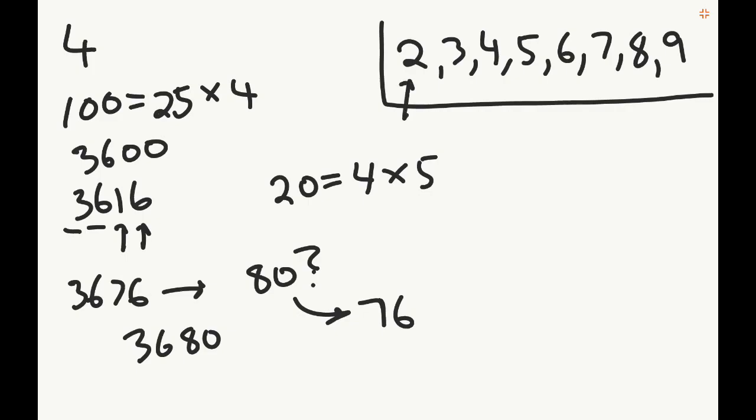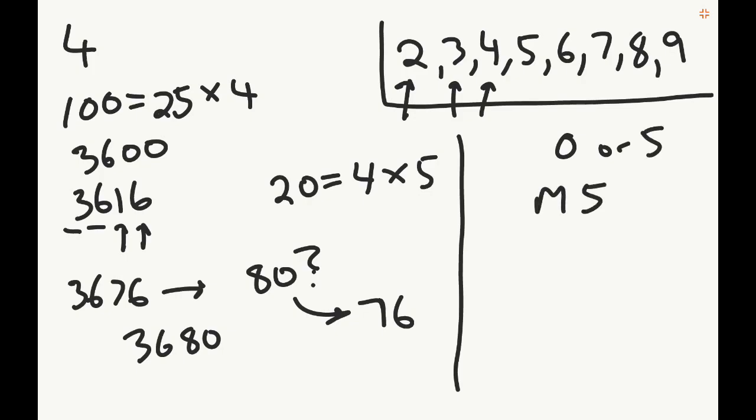So now we've taken care of 2, 3, 4. 5 is another one you probably know. I'm not going to go into why, but if the number ends in a 0 or a 5, then it's a multiple of 5. So, for example, 45 is a multiple of 5. 3,615 is a multiple of 5. You just have to look at that last digit. If it's a 0 or a 5, it's a multiple of 5.